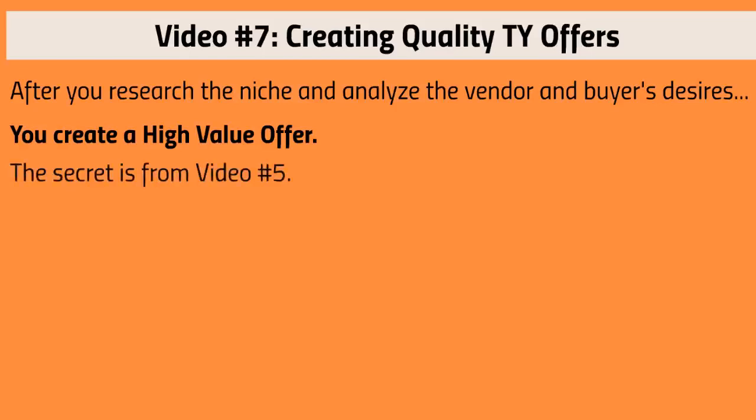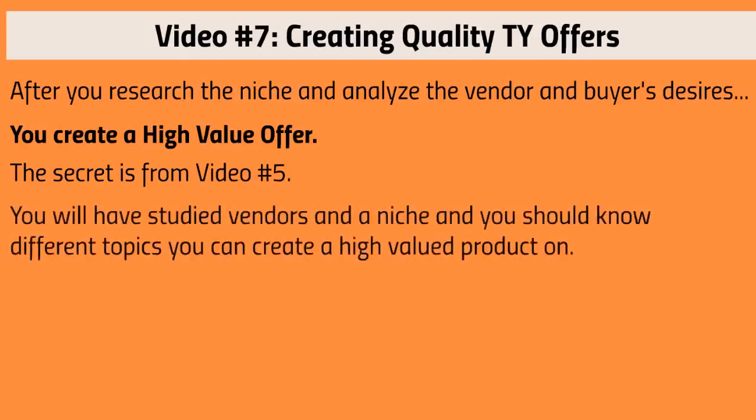So the secret is from video number 5, where we talked briefly about finding vendors to piggyback on. And in doing so, we were able to study the vendors and a niche, and you should know different topics that you can create a high value product on. Remember, it's not about creating something that the vendor has already created. It's by creating something of high value that is not in direct competition, but is related in some sort of fashion, whereas the vendor will actually say yes.